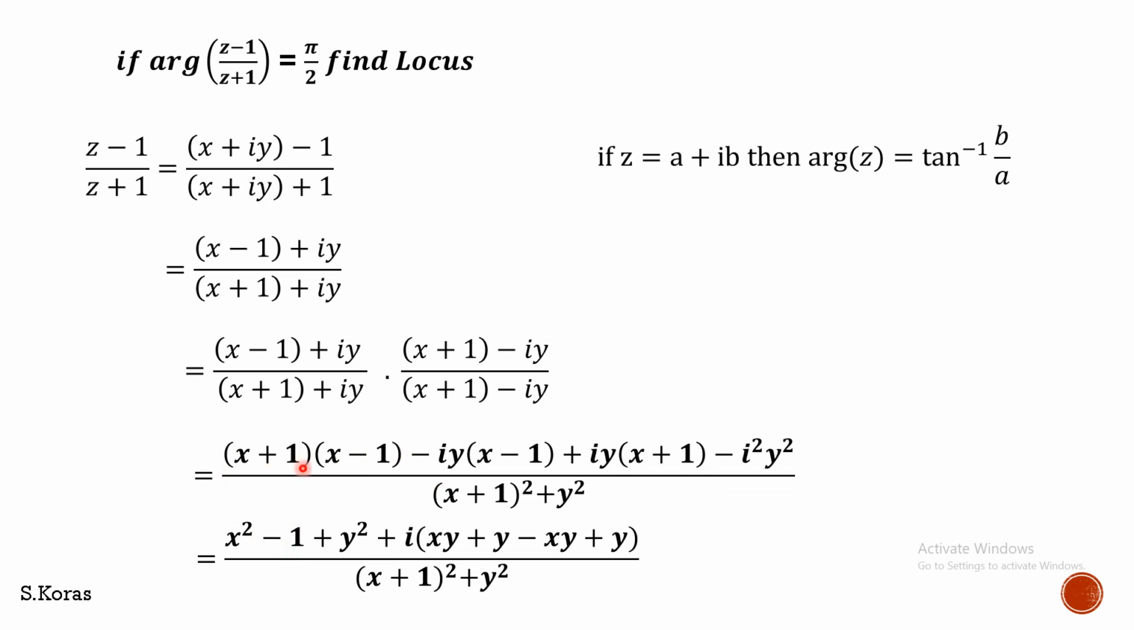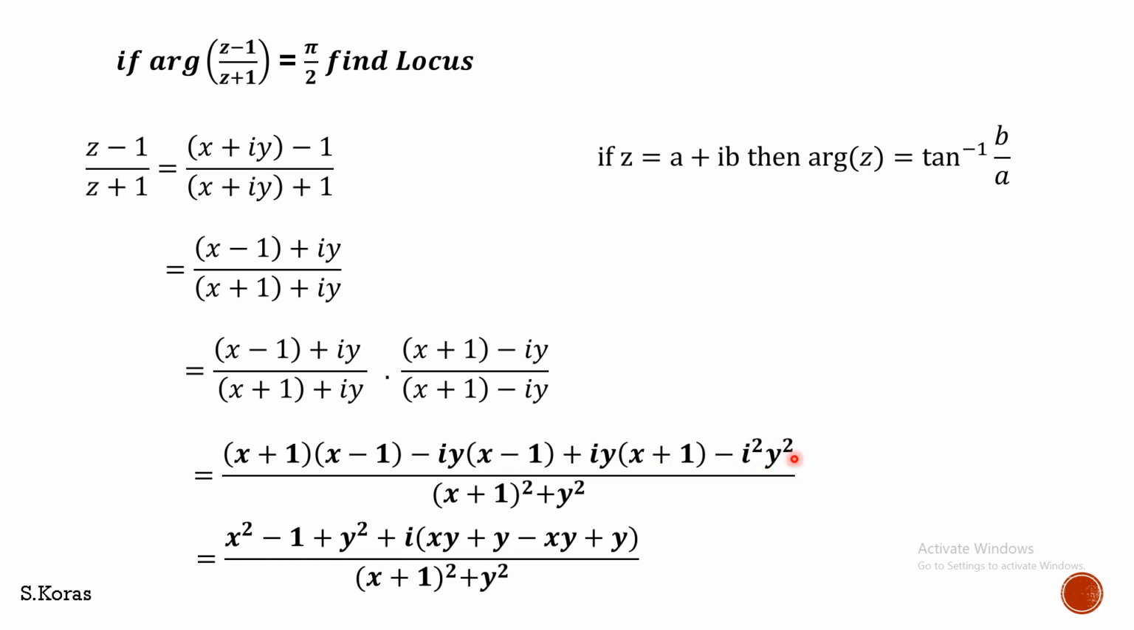This is one real part. These two are imaginary part because i is here. But here i square is here. i square value is minus 1. So minus into minus becomes plus. So it is simply y square. So it is our real part.